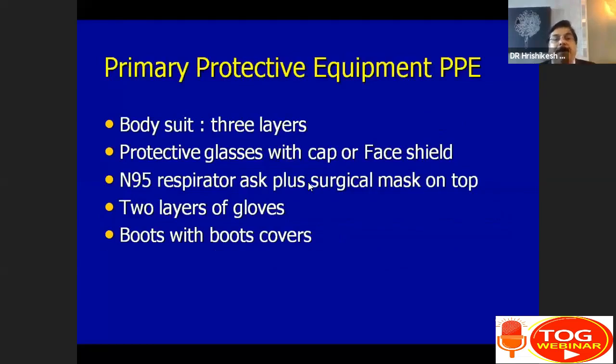What about personal protective equipment? We have body suits, and you need 3 layers. One is the shirt and the pant. On that you wear a gown, and on that you wear a third layer, which is impervious to fluids and water. Then you need protective glasses with a cap or face shield. Then an N95 respirator has to be there, and on top of it you need to wear a surgical mask. Three layers of gloves is very difficult to operate with, so at least 2 layers of gloves. And you need to have boots, and you need to cover the boots with boot covers. All this together is known as PPE or personal protective equipment.